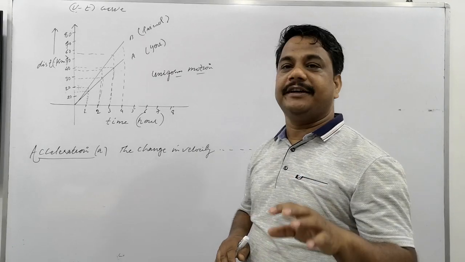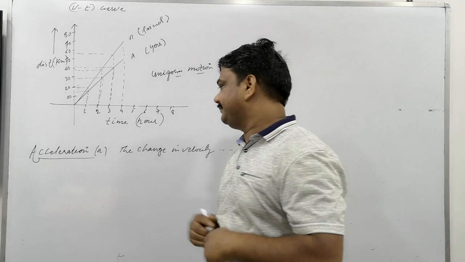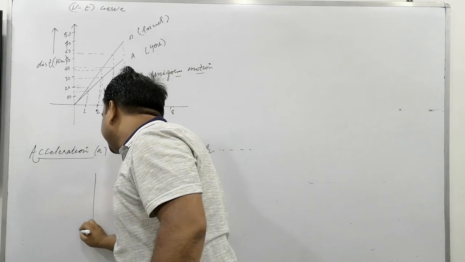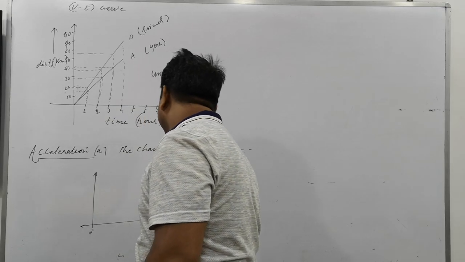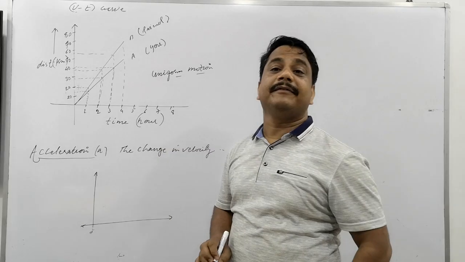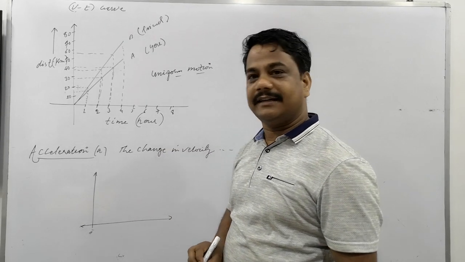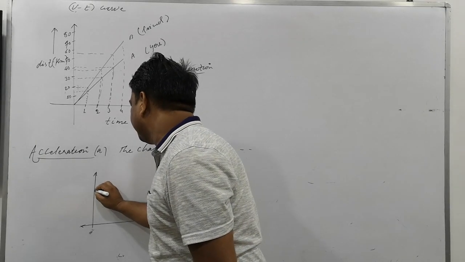So I'm telling you about the VT curve. How can we understand the VT curve? So what is the VT curve? Obviously, the VT curve is the graphical representation between velocity and time. Is that clear?